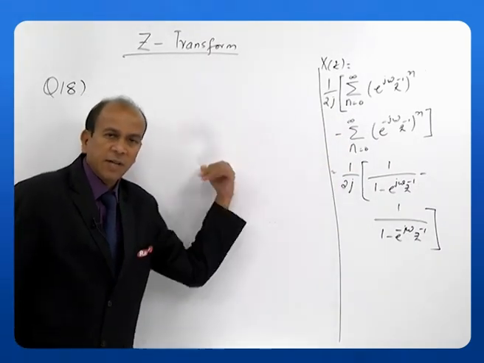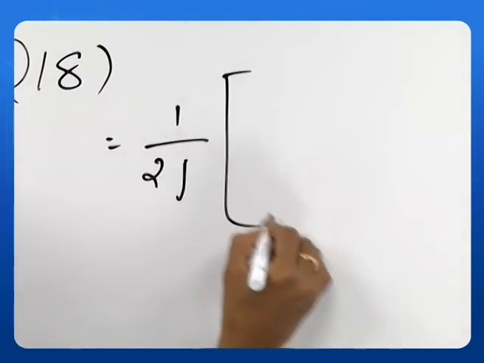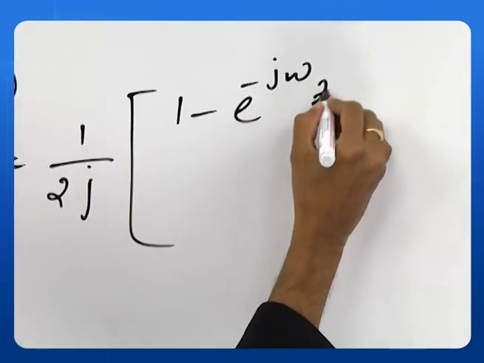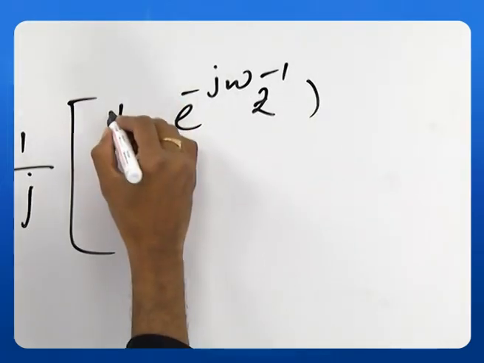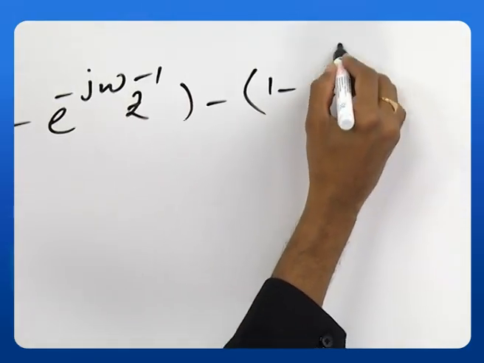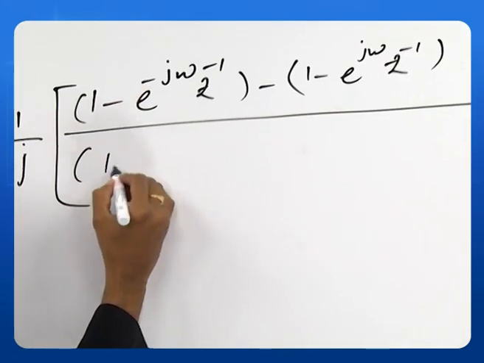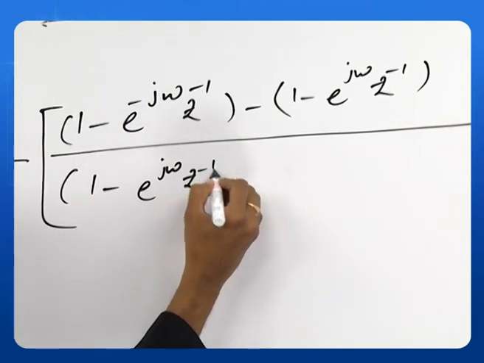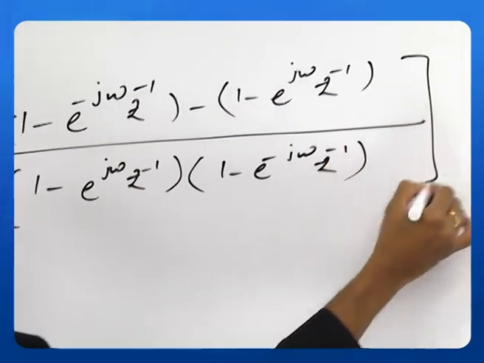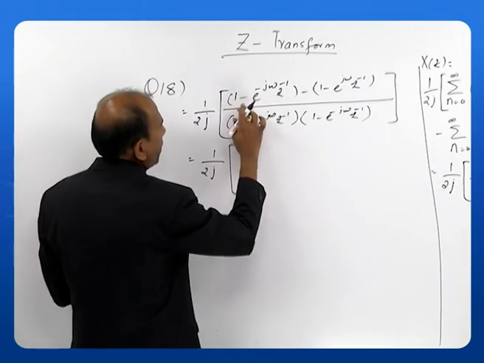Let us continue this here. I can write it as equal to 1 by 2j. Let us take the LCM here. That will be 1 minus e^{-jω} z^{-1}, minus, that will be 1 minus e^{jω} z^{-1}, over the product (1 minus e^{jω} z^{-1}) times (1 minus e^{-jω} z^{-1}). Let us take this correctly. So it is 1 by 2j.